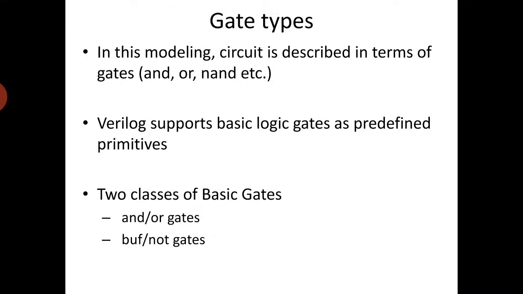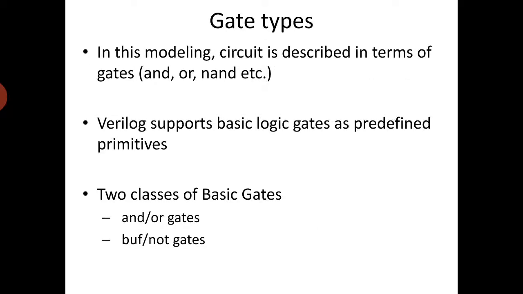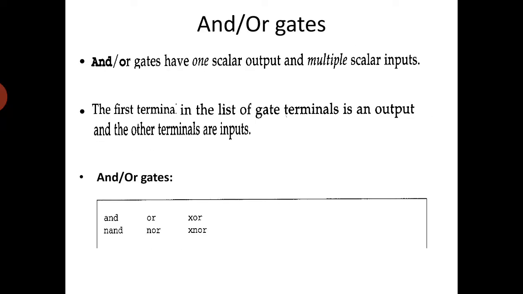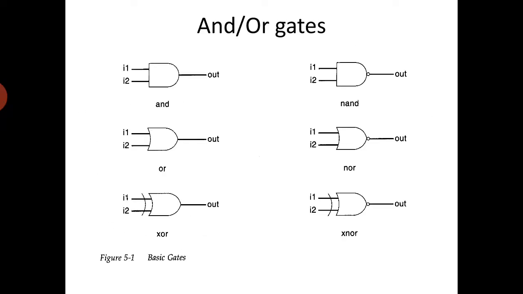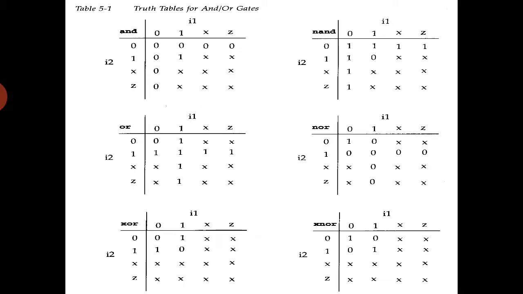Whatever circuit we want to design, or whatever Verilog code we want to write by using gate level modeling, the input should be in the form of a circuit. Then according to that circuit we will use the primitives, and, or gates, and buf, not gates, and this is how we need to use the instantiation. Then we will write the code for that.